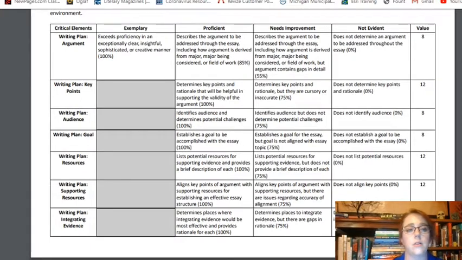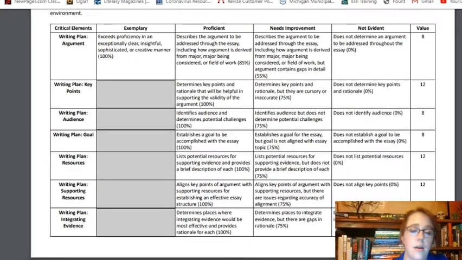So let's take a look at our critical elements. We've got exemplary in this one. Awesome, going above and beyond. Proficient, needs improvement, and not evident. And remember, needs improvement just means that you did some of the work, but here's how we can do it better next time. So we're going to take a look at proficient. Remember, exemplary is doing proficient, but going above and beyond. Providing more detail, and maybe more creativity and that kind of thing.